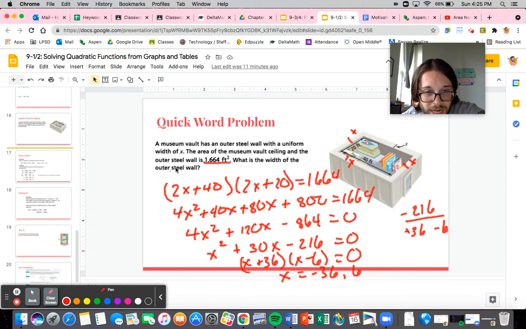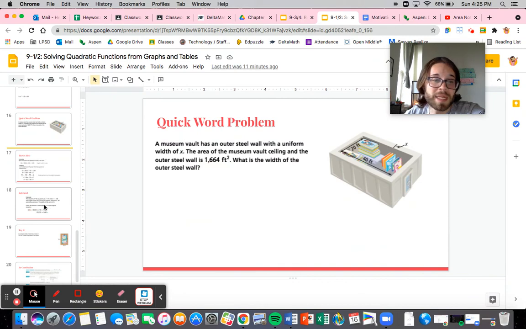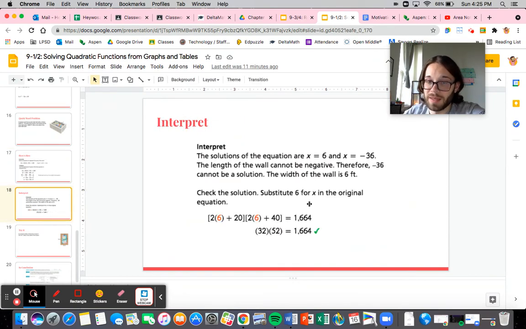Now, what's the question asking us? It's asking for the width. Does it make sense for me to have a width of negative 36? No. So my width is 6. All right. So do be careful. Make sure you pay attention to what the problem is actually asking you. You substitute it in, make sure it would work.